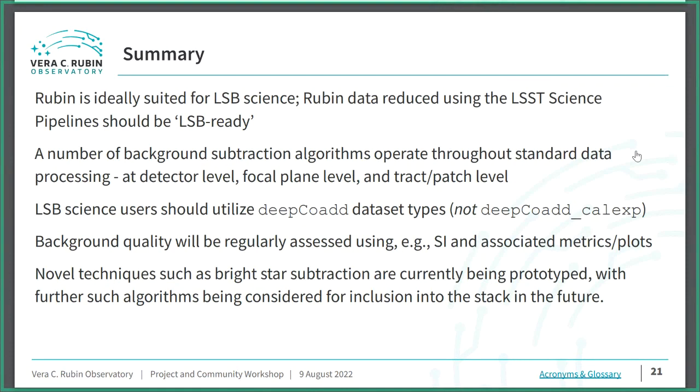As we've discussed, there are a number of different background algorithms that operate throughout the stack, and I think those are all important to have in mind, how your data is being reduced, when you're looking at LSB data science with Rubin. I mentioned that the deep coadd dataset type is probably the one you should favor over the deep coadd calexp. That's a really important point to take home, because you may be using one and wondering why your LSB results don't look as they should.